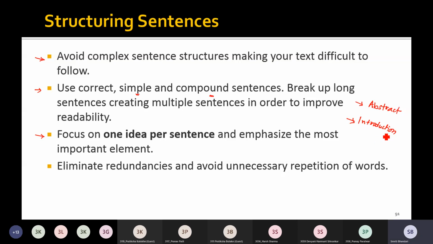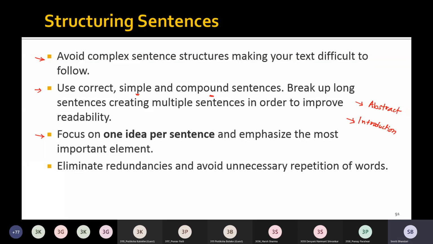Even though sometimes you would like to communicate the same idea to the reader in both sections, try to have some variety in framing the sentences. Do not use similar constructs, exactly the same words, or exactly the same sentences. Try to eliminate the redundancies. Many times we also use similar kinds of words in lots of sentences in a paragraph. So that is also not good.